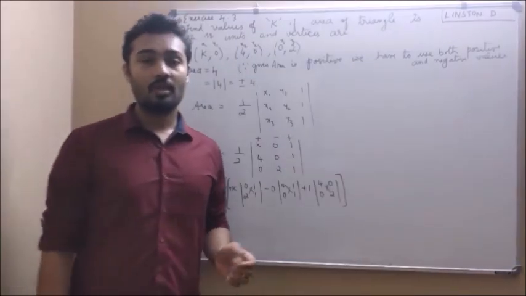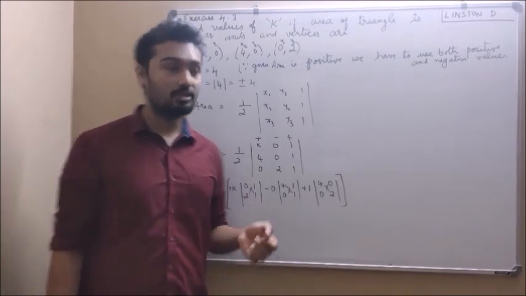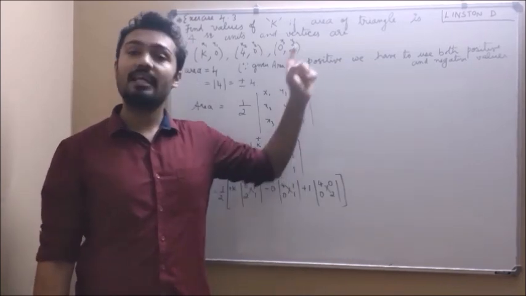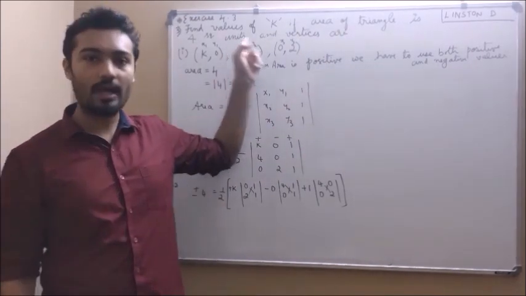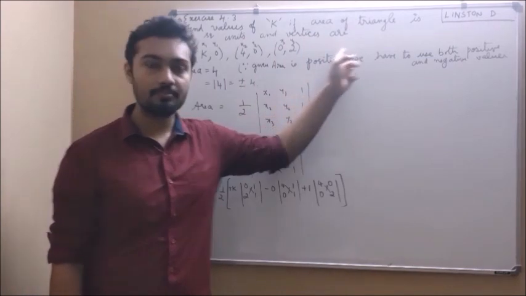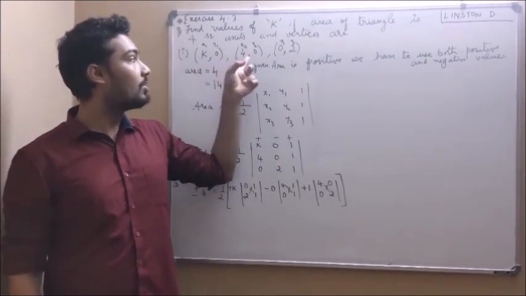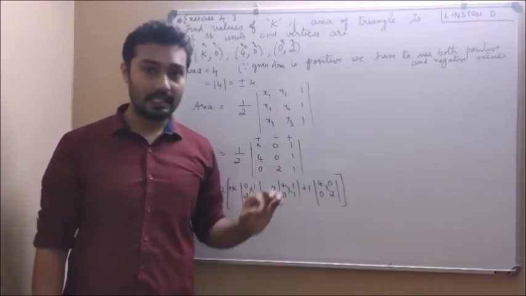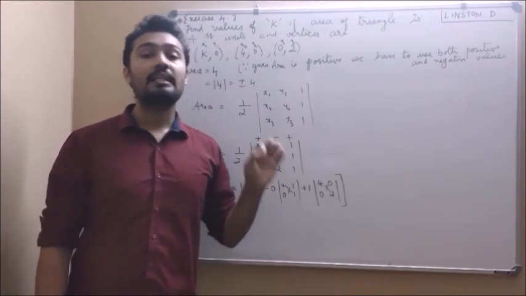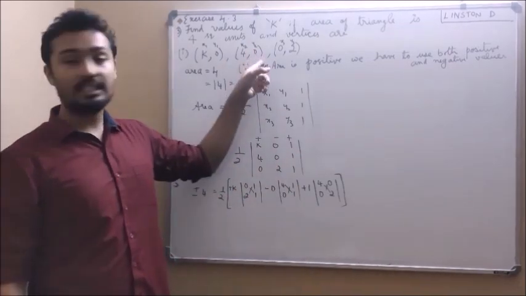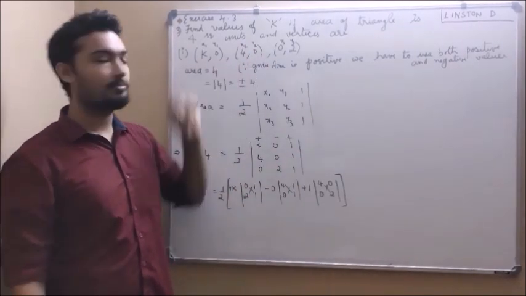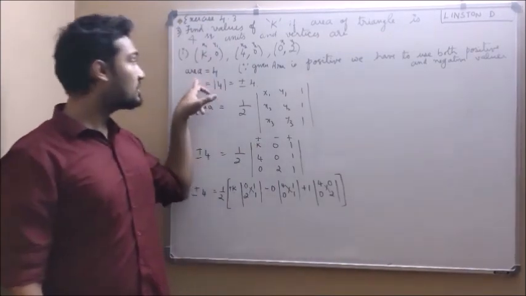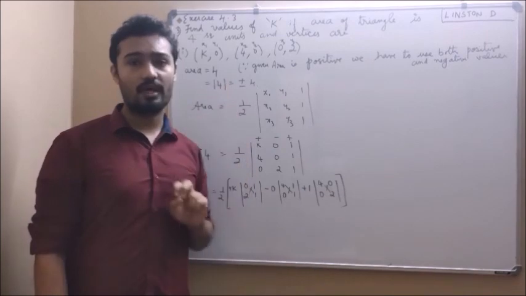We'll continue. We have the next question, third question. Find the values of k. If the area of the triangle is given as 4 square units and the vertices are k, 0, 4, 0 and 0, 2. Now they have given the area here. They have given the vertices. Now we have to find the value of k. How to find the value of k? First and foremost, look here. Area is given as 4 square units.